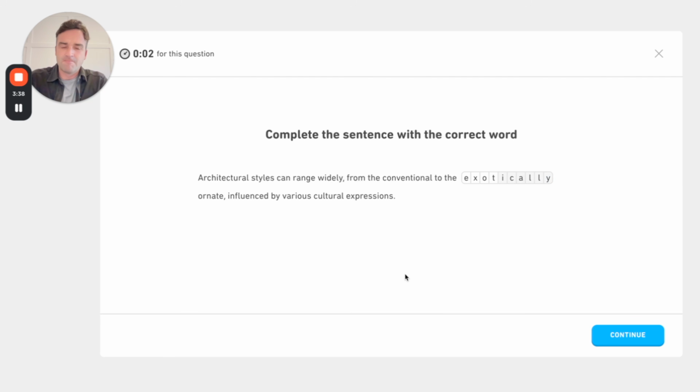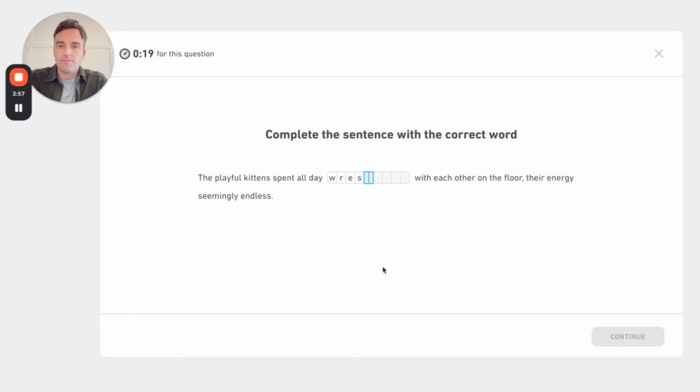Exotically ornate. Lots of adverbs. Oh, sorry, lots of LYs. Some adverbs, some... Is weekly an adverb? Maybe it is an adverb.